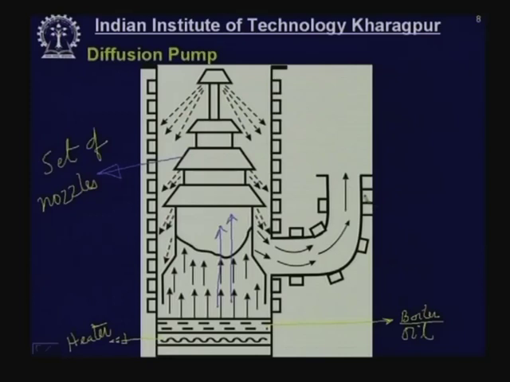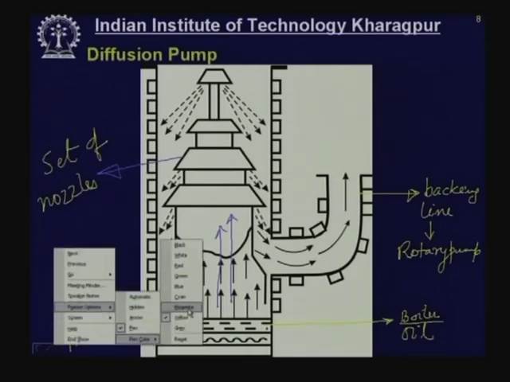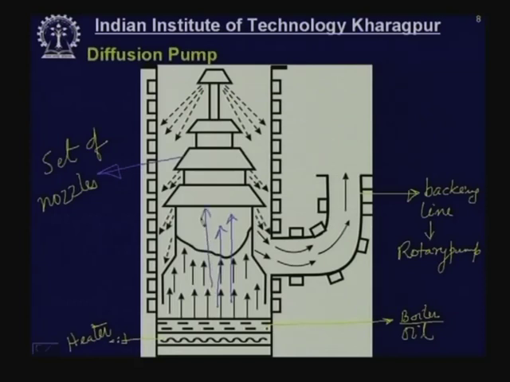And further, a part of the diffusion pump is connected to something called the backing line, which is in turn connected to a rotary pump. A rotary pump is also a vacuum pump, but it can maintain a vacuum which is not so high. So, what happens when we heat the oil is that the vapor starts going up.